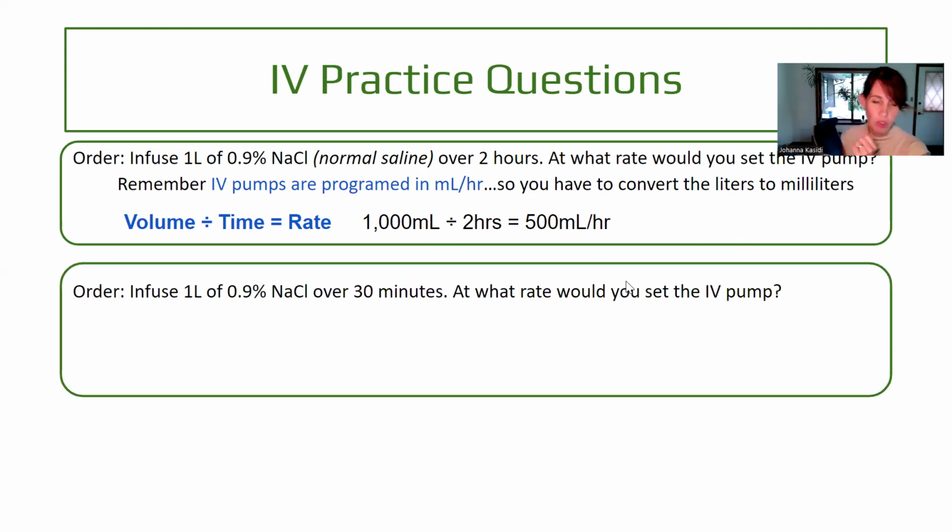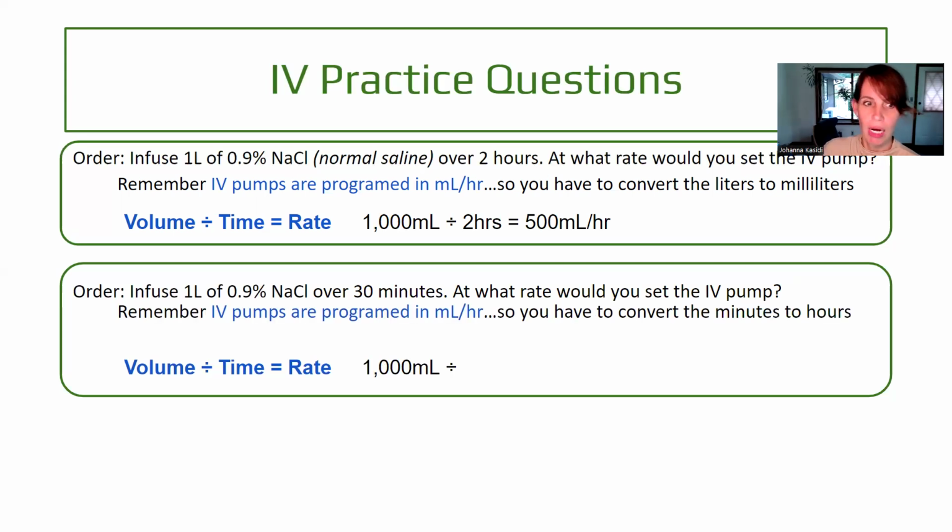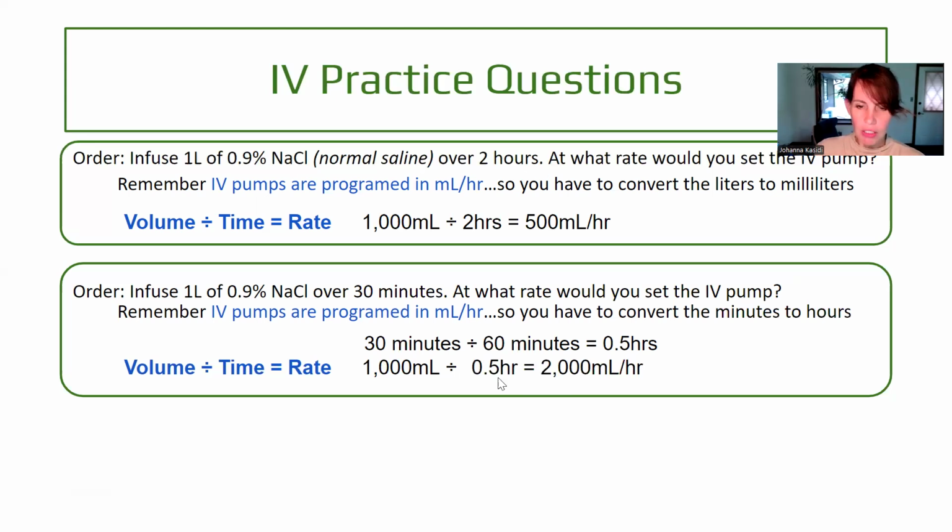Infuse 1 liter of normal saline over 30 minutes. At what rate would you set the IV pump? So this would be volume divided by time equals rate. We have the volume, we have the time, but we have the time in minutes, and we need the time in hours because IV pumps are set up in milliliters per hour. So you have to convert the minutes to hours, and you do that by dividing. 30 minutes divided by 60 minutes equals 0.5 hours. It's a half an hour. You might not have to do the math on that part; you might just know that. So then you would say 1,000 milliliters divided by a half an hour equals 2,000 milliliters an hour.